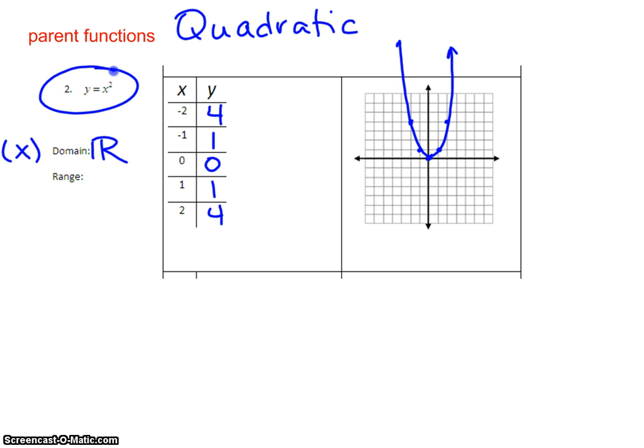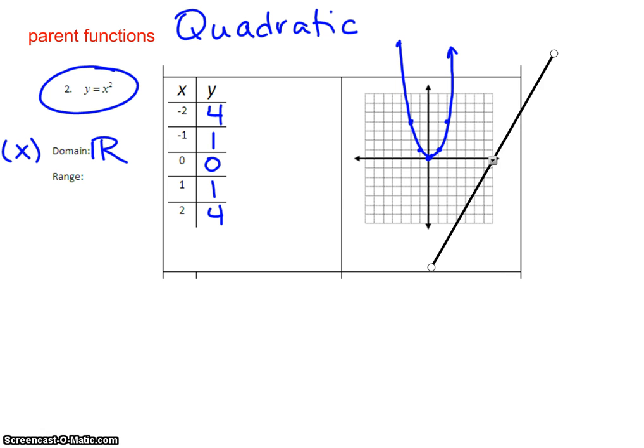A lot of times what I'll tell people is to take a pencil and slide it along and think about whether there is a point on that line that hits with every x. Yes, this keeps going up and up and up.